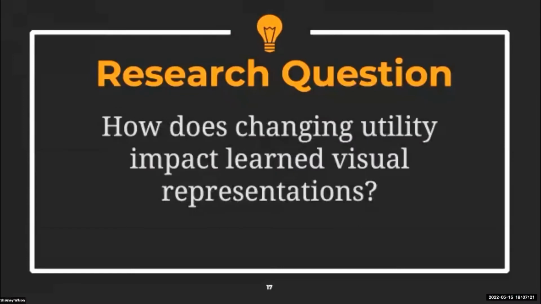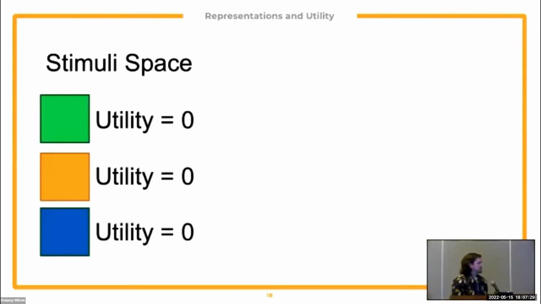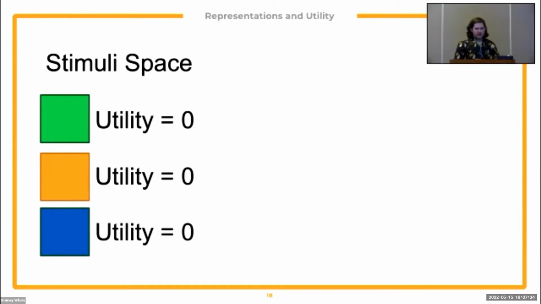However, as I mentioned at the beginning of the talk, I'm interested in how these changing utilities impact the learned visual representations. And so in order to get a better idea of what I mean by that, let's look at a simpler one-dimension representation space. So here we have our stimuli space that only has 3 different colors. It's varying along 1 dimension, and they all have an initial utility of 0.